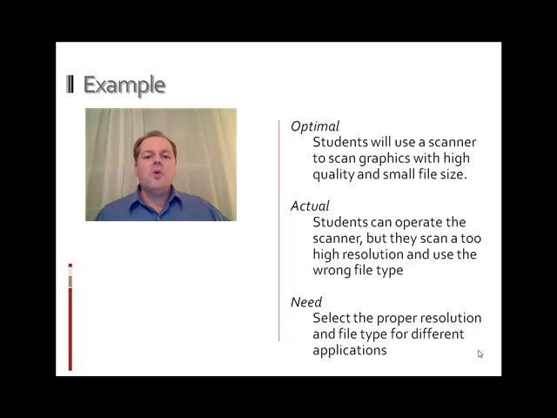Well, the actual condition is that they know how to operate a scanner, kind of, but they scan with a resolution that's too high, and they use the wrong file type, so it doesn't look very good and it's too big. And so what is it that they need? They need to learn the proper resolution and the proper file type for scanning the graphics. They're supposed to know how to do it. They don't know how to do it, so they have to learn how to do it.